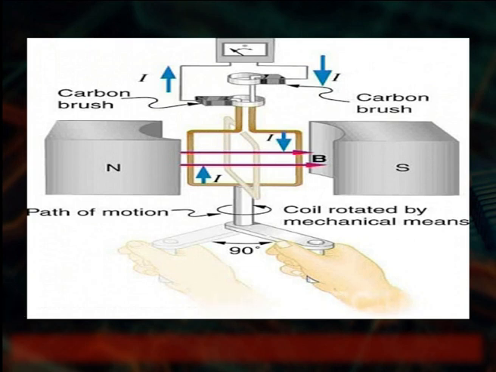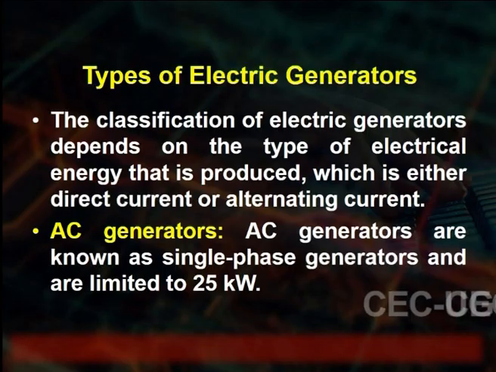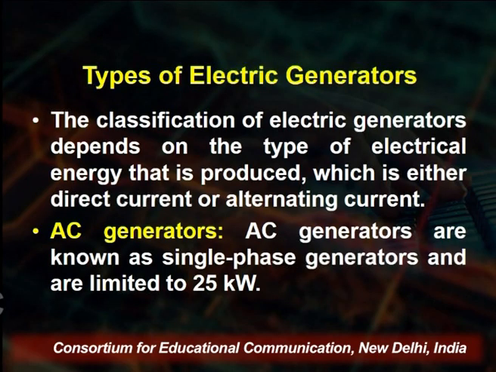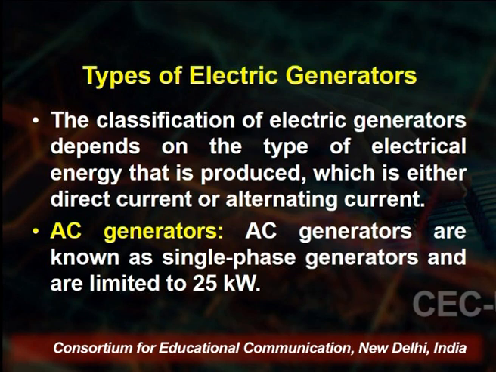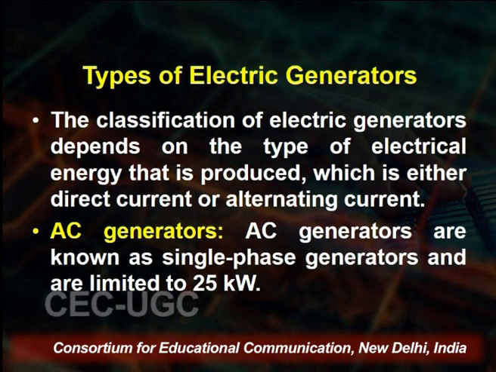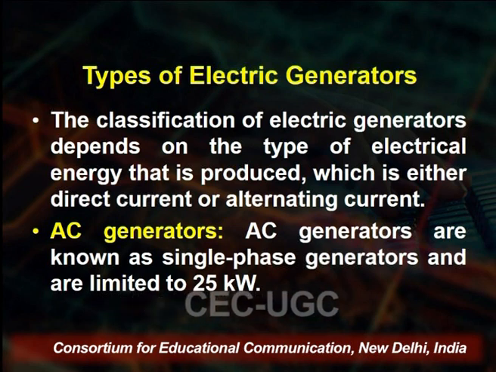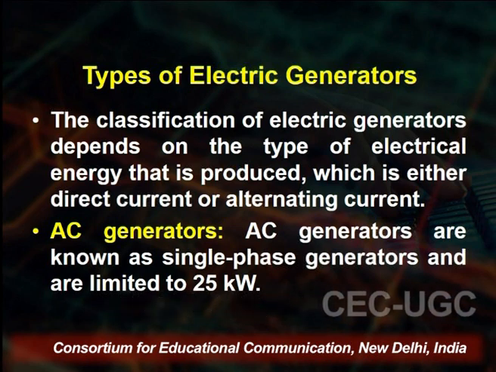This is the schematic diagram of the generator. So what are the types of the generator? Here we define the classification of the electrical generator depends on the type of electrical energy that it produces, which is either direct current or alternating current. So the classification depends upon the output.